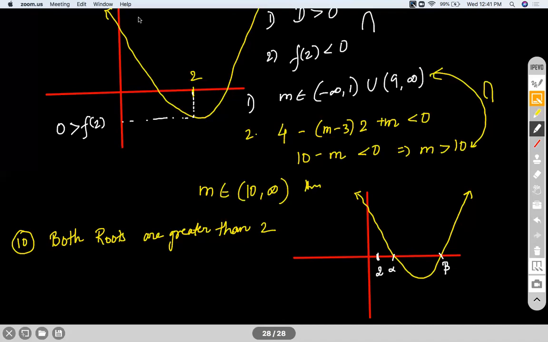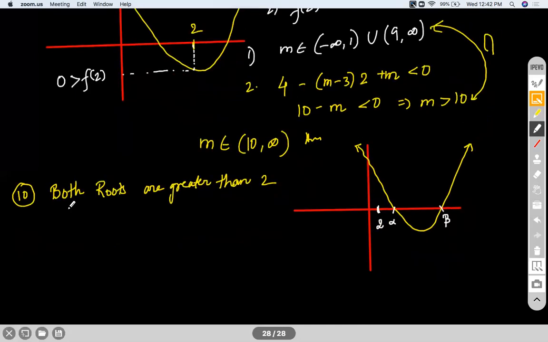Oh. Yeah, correct. F of 2 greater than 0, right? Correct. Yes, sir. So 10 minus M greater than 0. Okay, I'll tell you now the drawback in that approach. Of course, I'm sure you would have done this. D should be greater than or equal to 0, number one. Number two, F of 2 greater than 0. Now, this is necessary but not sufficient, Venkat, because even if 2 was here, these two conditions would have been satisfied.